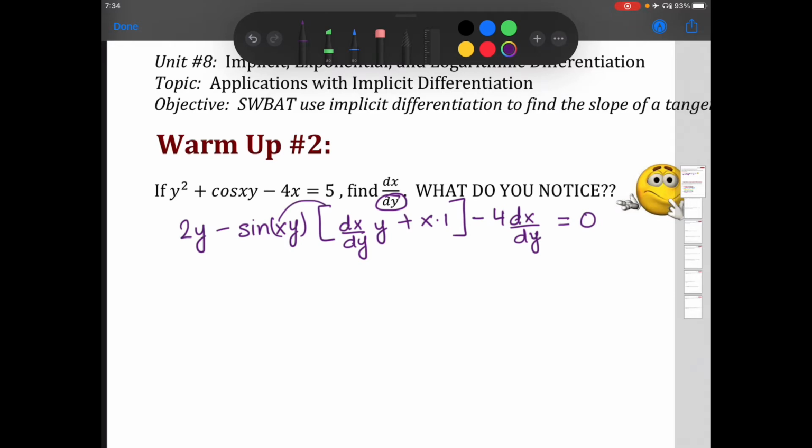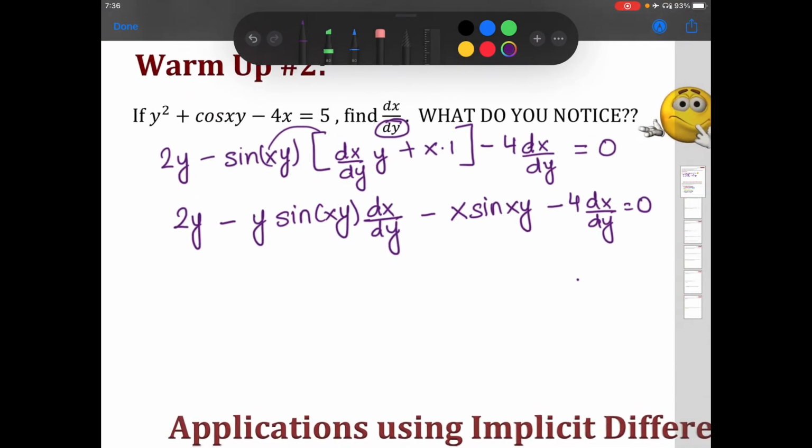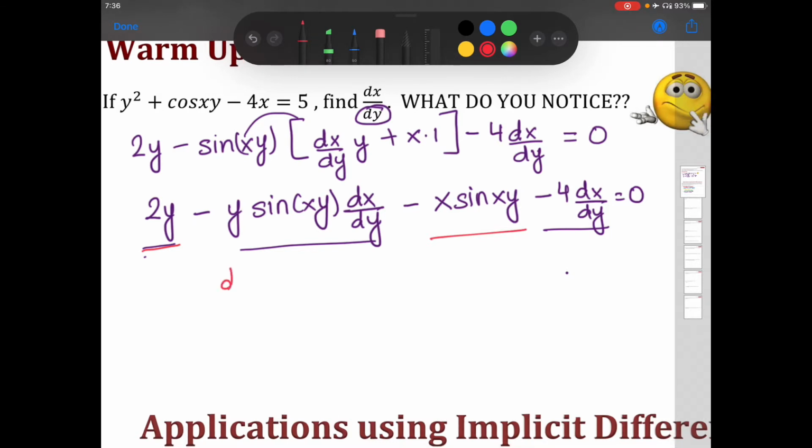I'm going to distribute this over. So once I distribute the sine xy, I get this. And after that, I'm solving for dx over dy. So I want to put these together and move over this term and this term. So if I factor out dx over dy, I'm left with negative y sine xy minus 4. And I'm going to move that over. So it'll be x sine xy minus 2y.